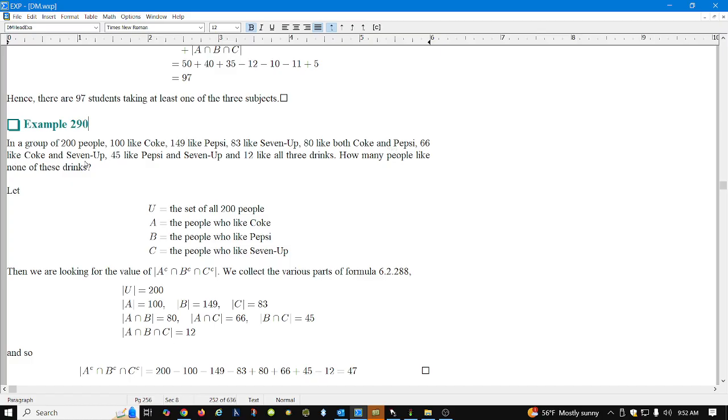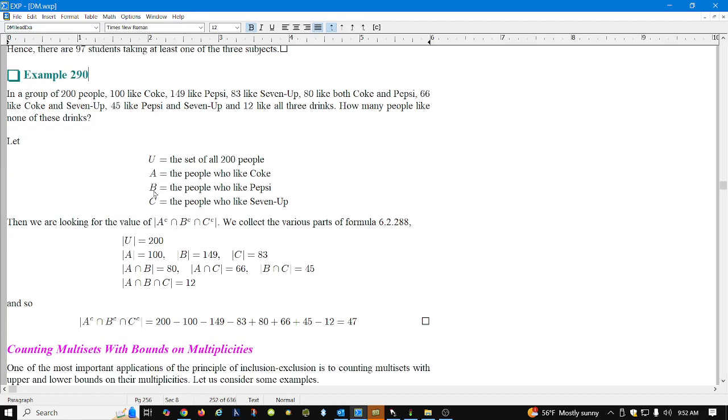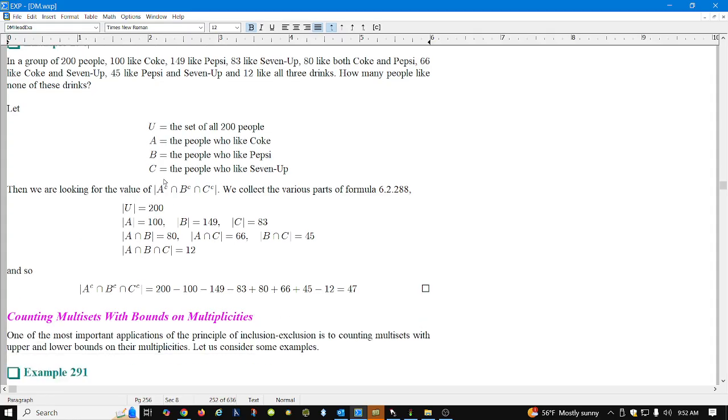66 like both Coke and 7-Up, 45 like Pepsi and 7-Up, and 12 like all three. How many people don't like any of these drinks? That would be me. I don't drink soft drinks. And anyway, you set up these sets, Coke, Pepsi, and 7-Up, gather the sizes of the various intersections, and apply the formula.